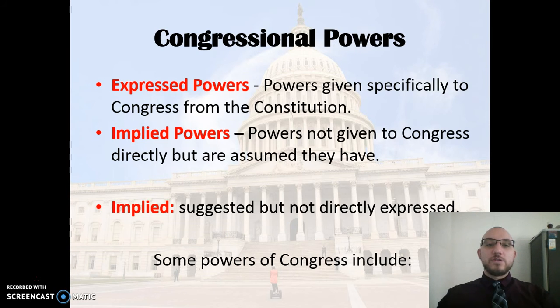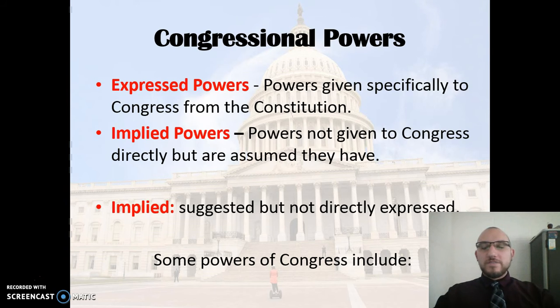So let's talk about the powers of Congress. First of all, they have expressed powers. These are powers given specifically to Congress from the Constitution. Implied powers are powers not given to Congress directly, but it's assumed that they have that power. And keep in mind, implied means suggested but not directly expressed.